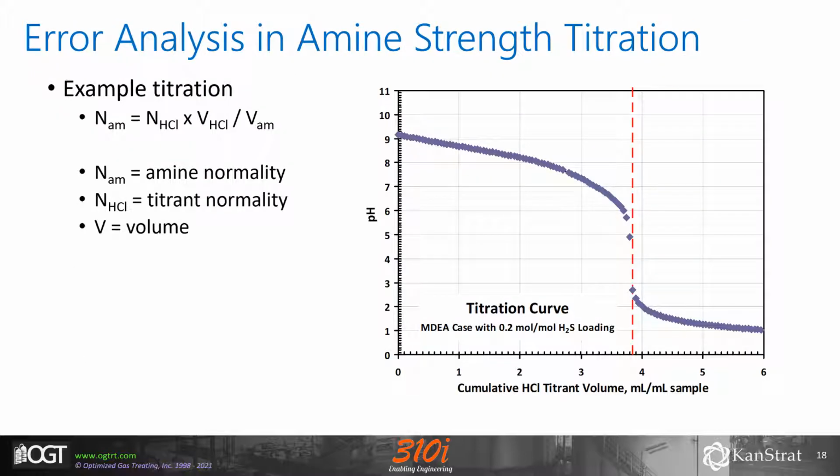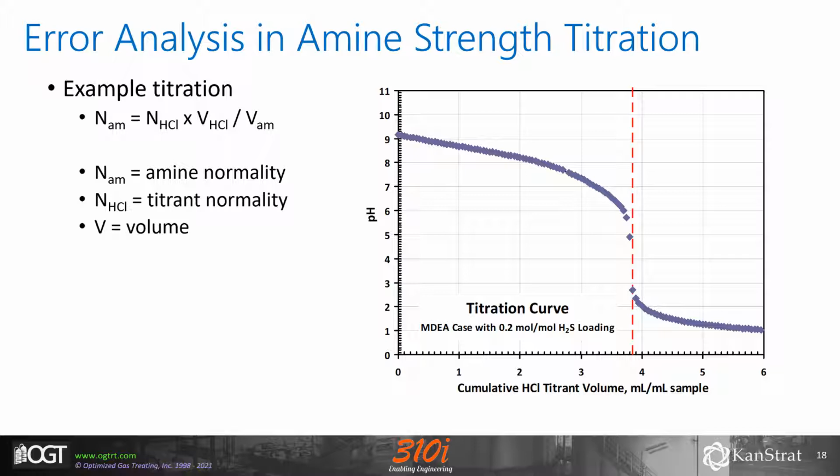So, let's talk about how the amine strength is arrived at from a titration. You have a known volume of sample that has amine and acid gas in it. We generated a virtual titration curve using ProTreat, where we know precisely what was put into the sample in the simulator. We used hydrochloric acid titrant volume and tracked the pH of the solution as the titrant was added to the sample, and this is what it looked like.